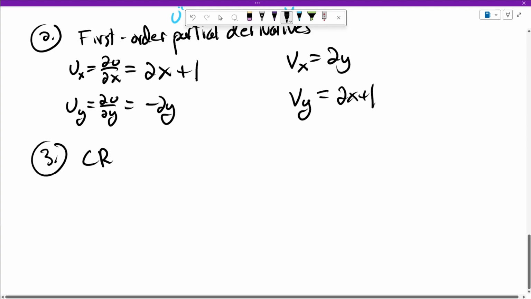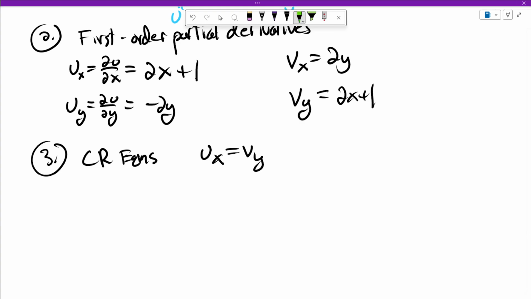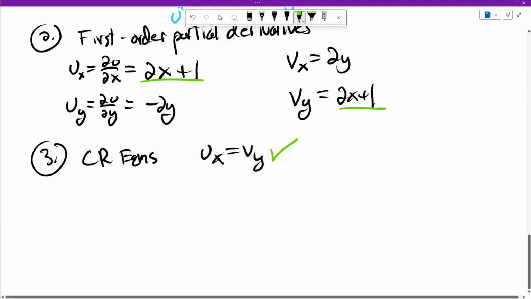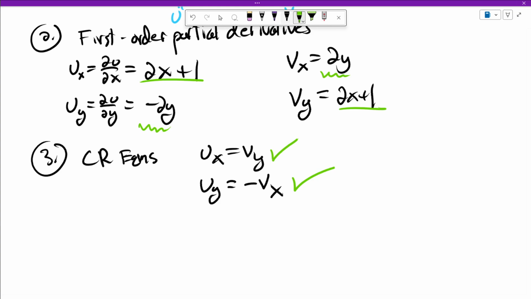The Cauchy-Riemann equations, which I'm going to abbreviate as CR, tell us that u sub x should be v sub y. Is that true? I think so, right? They're the same. Great. And it tells us that u sub y should be negative v sub x. So here's u sub y. Is that negative v sub x? Yeah, it is. Cool. All right. So this is an example just to verify that the Cauchy-Riemann equations indeed hold when our function is analytic.